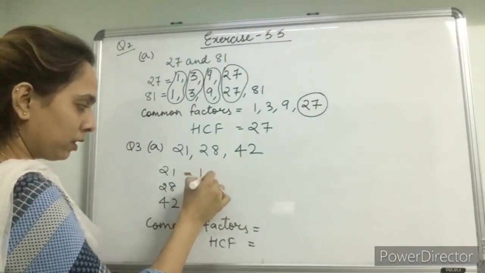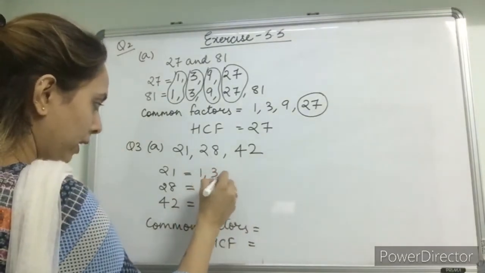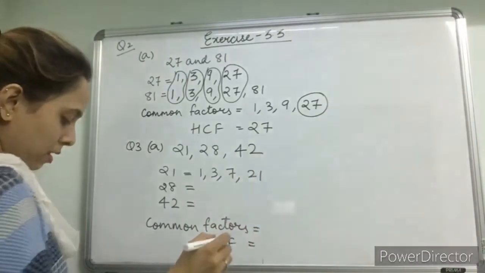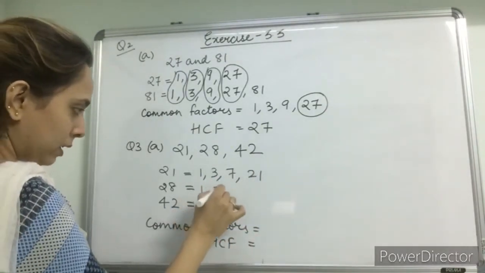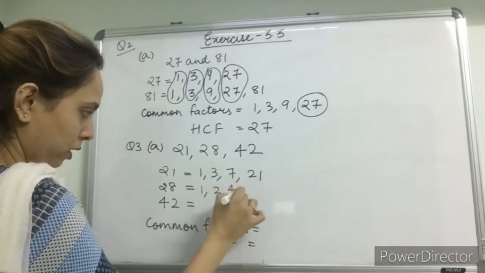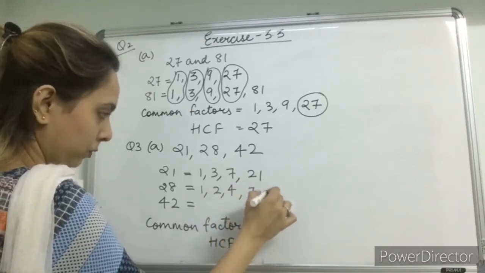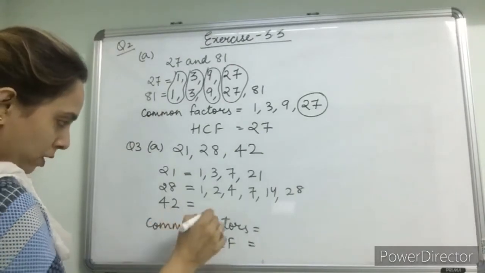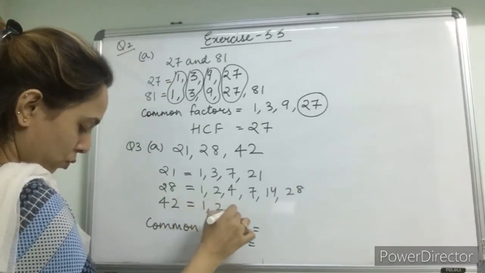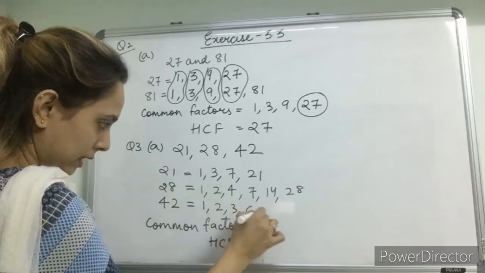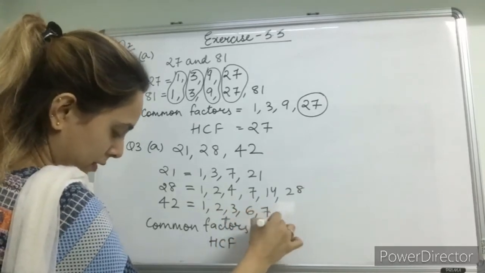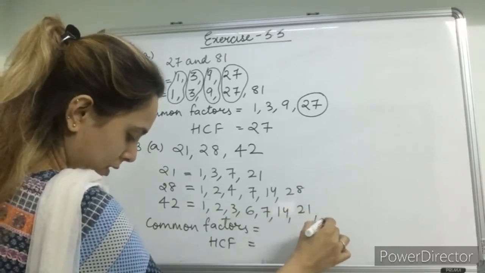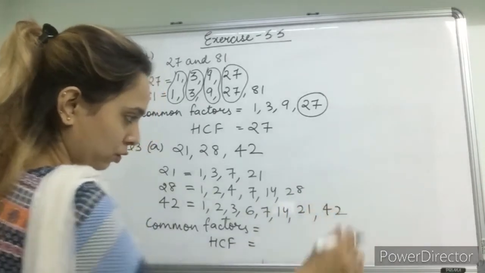Now for 21: 1, then 3, then 7 and then 21. For 28: 1, 2, 4, 7, 14, 28. For 42: 1, 2, 3, 6, 7, 14, 21, 42.